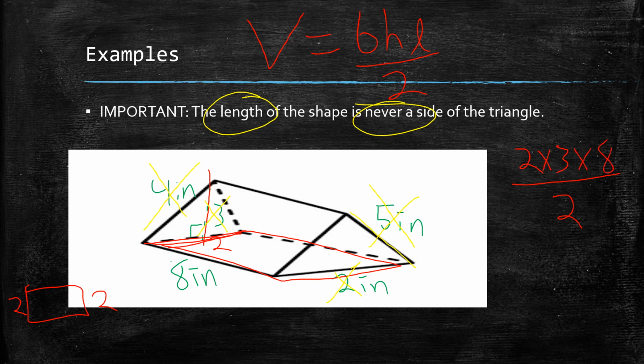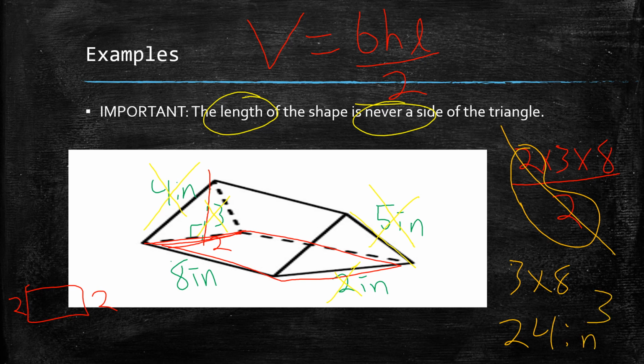So this is my problem. You can do 2 times 3 times 8 divided by 2. If you wanted to divide the 8 and 2 and get 4, multiply 2 times 3 times 4. You could do that. I recommend that you simplify the 2s. Whenever you have a 2 on top and a 2 on bottom, just cross them out because that equals 1. So this problem is just 3 times 8. This is 24 inches cubed. That will be your final answer.